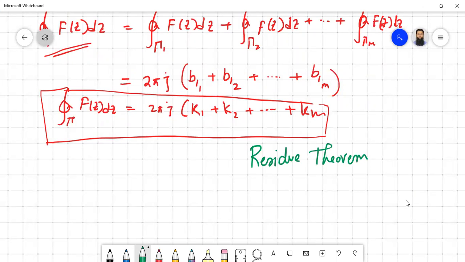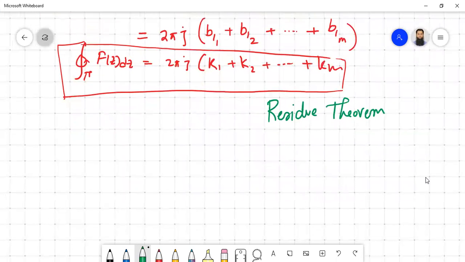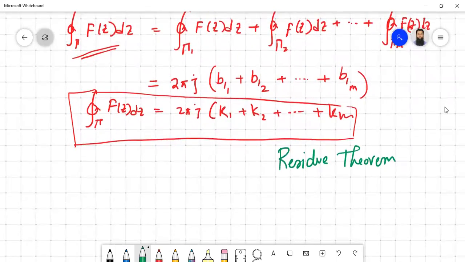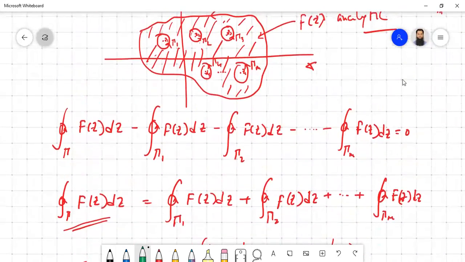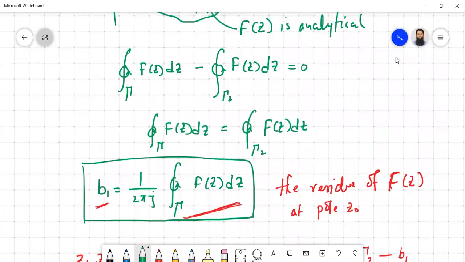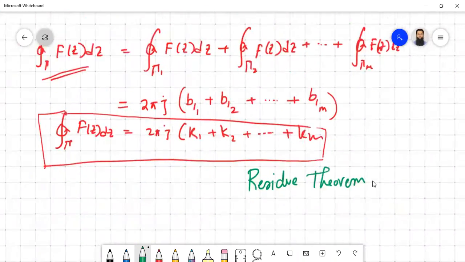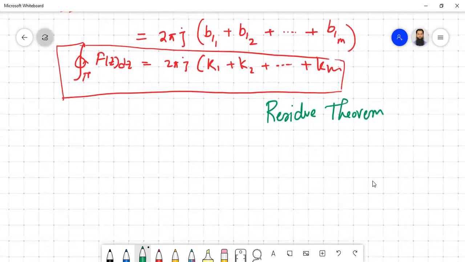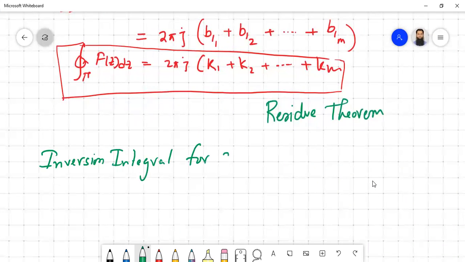Okay, so now finally, let us go to the inversion integral derivation, with this property of the residue theorem as well as the value of the residue. With the help of the Cauchy-Gauss theorem, we can finally go to the derivation of our inversion integral formula for the Z transform.